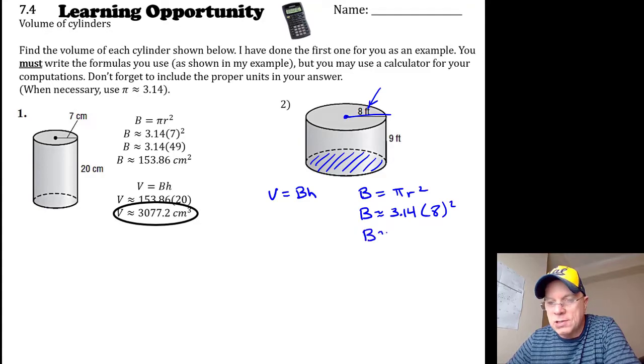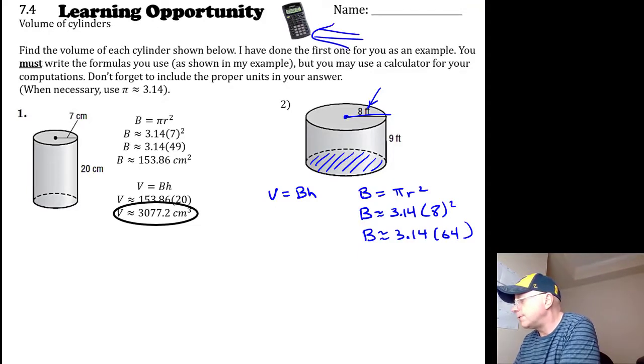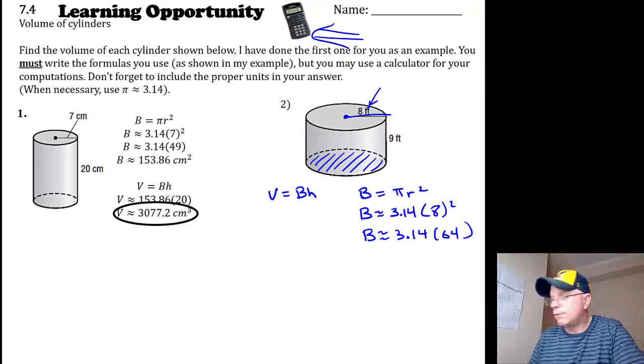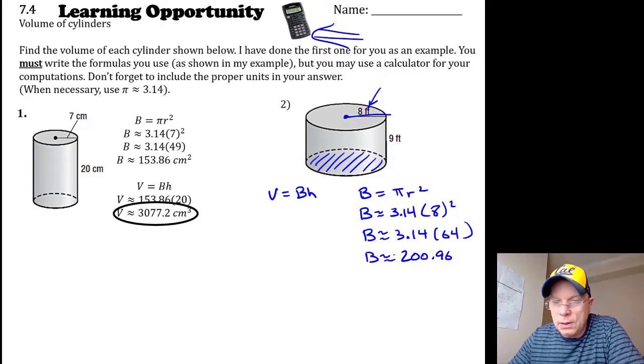You get the area of the base is approximately 3.14 multiplied by 64, and at that point, once you've written the formulas and substituted the values, it was okay to use a calculator, and 3.14 multiplied by 64 is 200.96. When you substitute that into the volume formula, I need to say approximately equal to now because my area of the base is approximate. 200.96 multiplied by the height of the cylinder, which is 9.